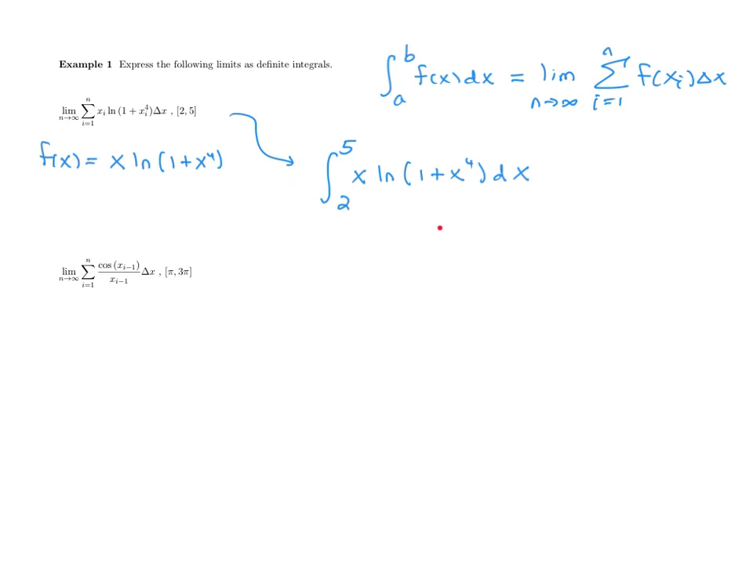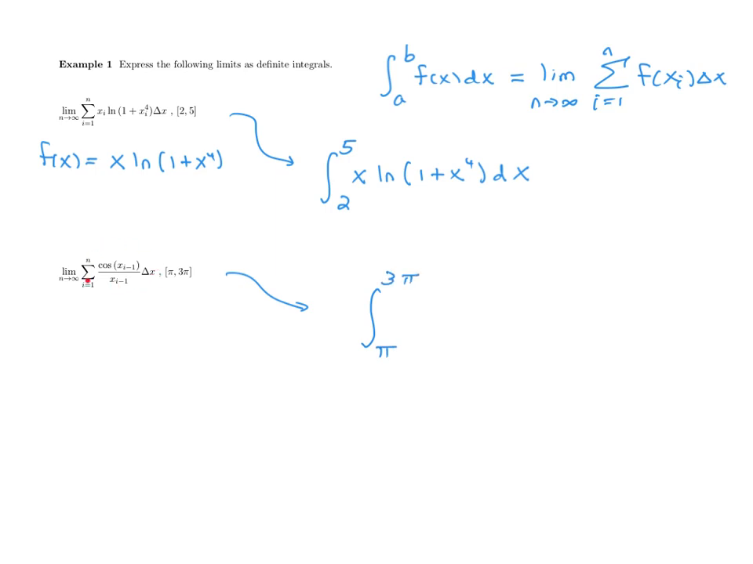So here is the definite integral that's represented by this limit of this Riemann sum. Let's try that again down here. Here the interval is from pi to 3 pi, so the lower bound a is pi and the upper bound b is 3 pi. So I can say, all right, well, this is the integral from pi to 3 pi.